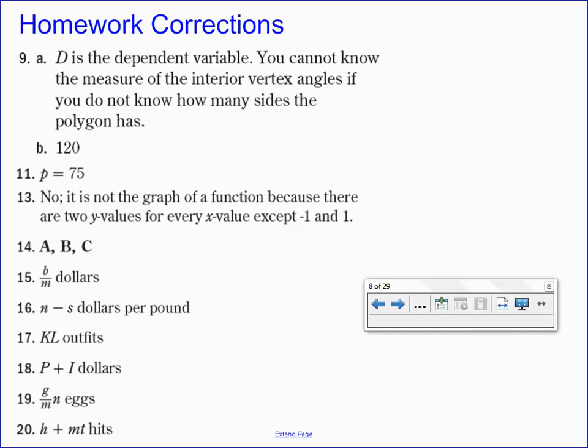15 through 20, perhaps my favorite, translating verbal descriptions into math statements. So 15 is B over M dollars. 16 is N minus S dollars per pound. 17 is K times L outfits. 18 is P plus I dollars. 19 is G over M times N eggs. And 20 is H plus MT hits.